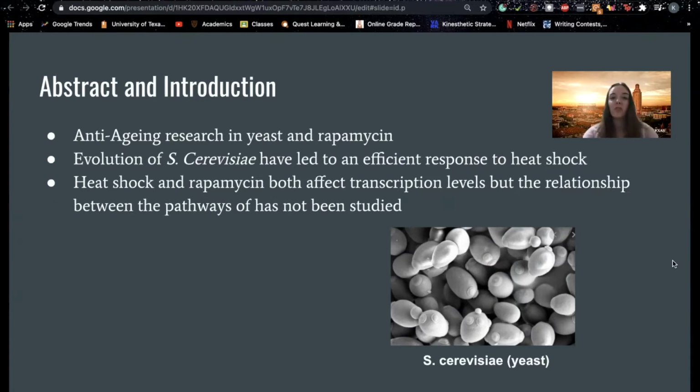In yeast, gene regulation is altered when an organism is exposed to high levels of heat in order to prevent cell death. We speculate that there may be a link in the genes affected by both heat shock and rapamycin treatment, since both affect protein synthesis.